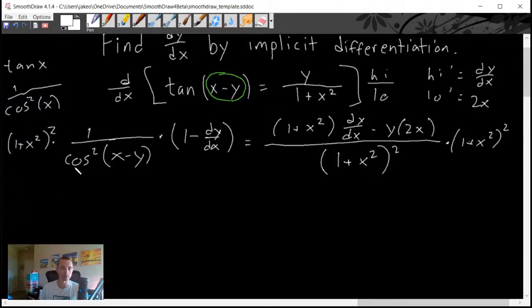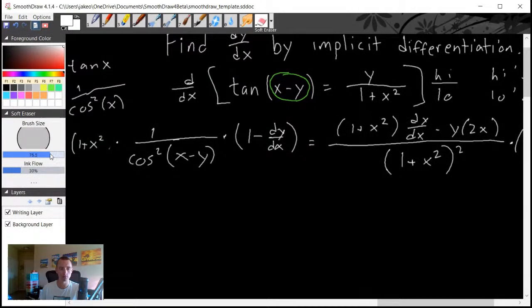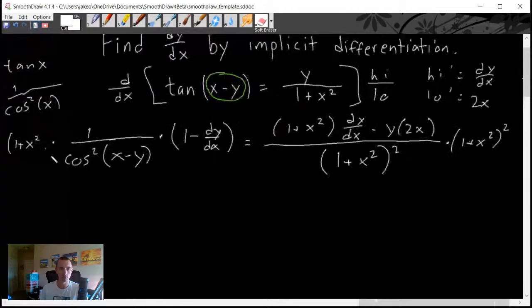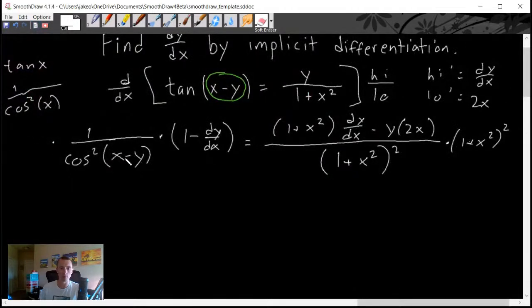And also multiply both sides by cosine squared of x minus y. So I'm kind of out of room to write that, but be sure that you apply both of those. We're going to multiply both sides of our equation by both denominators. Another way you could think of it is cross multiplying. So we're going to multiply our denominators across and our numerators across. So we get the denominator over here times the numerator over here. The denominator here times the numerator here, which is 1 minus dy dx.